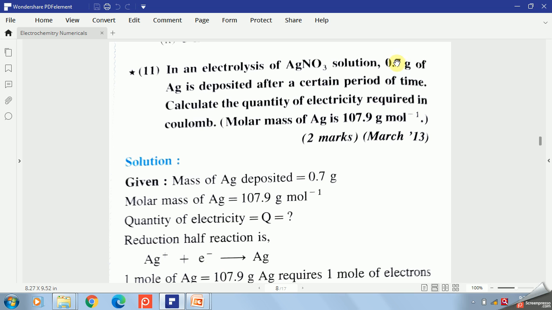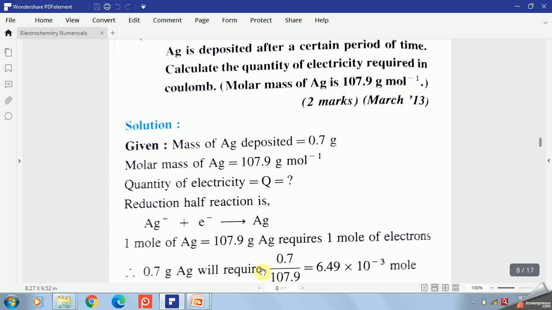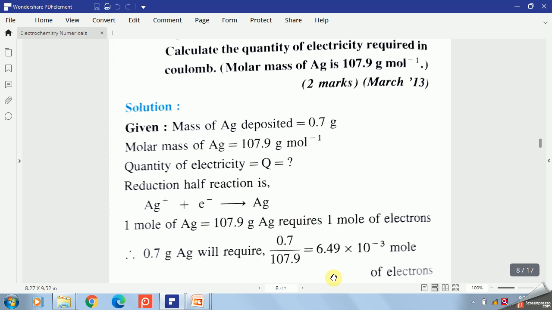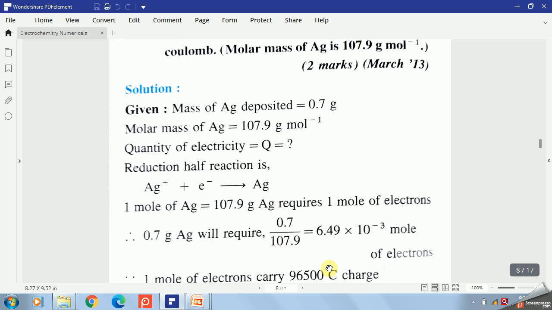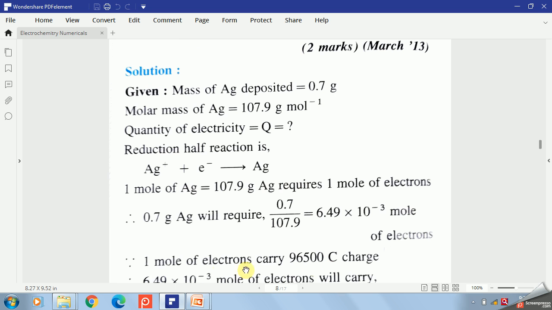Okay, so you have to calculate for 0.7 gram. So 0.7 gram of Ag requires how many mole of electron? Simple cross multiplication, 0.7 into 1 divided by 107.9. So your answer is 6.49 into 10 raised to minus 3 mole. Okay, and 1 mole of electron corresponds to 1 Faraday. 6.49 into 10 raised to minus 3 mole of electron corresponds to how many Faraday? And 1 mole of electron corresponds to 96,500 Coulomb charge.